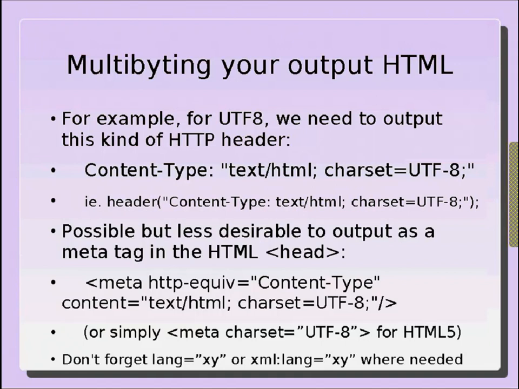Something else to think about with multilingual applications is the language attribute, or if it's XHTML, the xml:lang attribute. Typically this is set on the HTML element. So for HTML5, for example, you can have html lang equals en for English, or lang equals ja for Japanese. Okay.